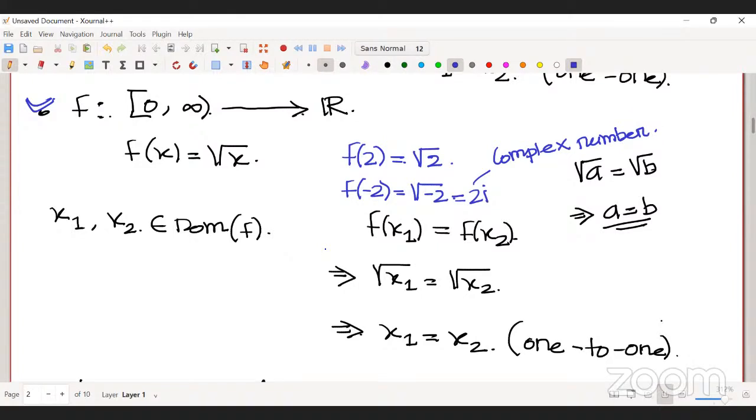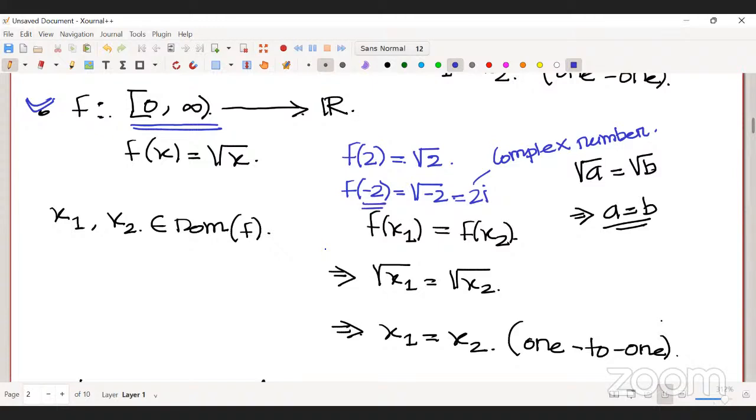So, I thought it's the same output? No, it is a different output. First thing, this is a different output, and second thing, we are not dealing with complex numbers. As you can see, my domain consists of only positive real numbers.